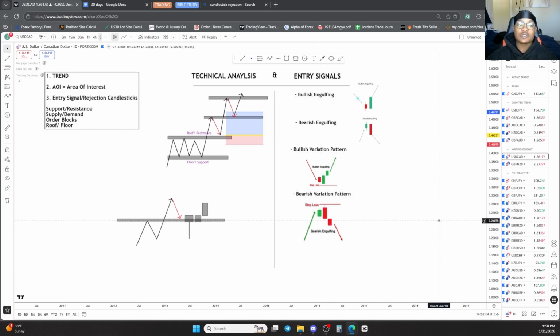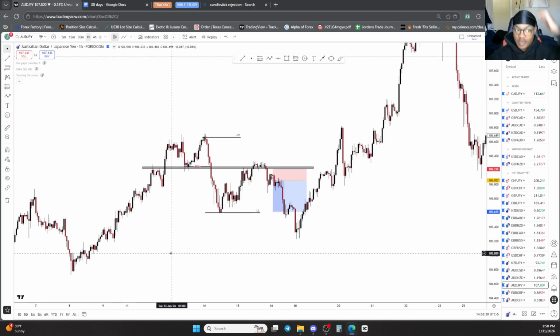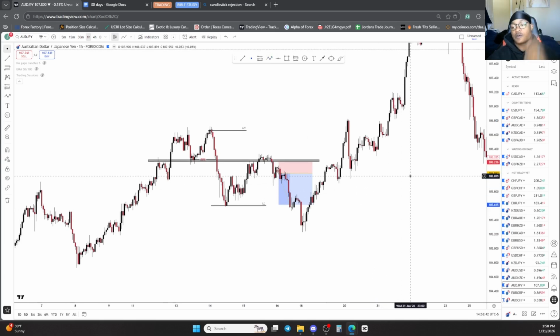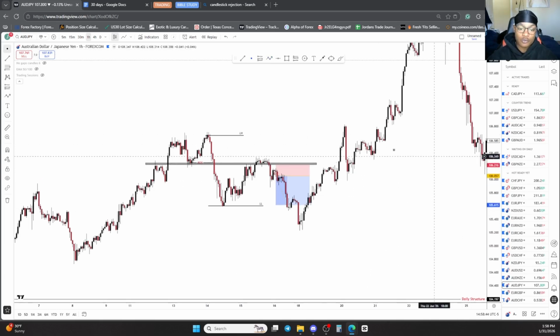So now I'm going to switch over and get into a previous trade I took and show you the simplest way of finding setups. Again, I'm going to find my trend, find my area of interest, and then wait for my entry signal. So give me a second. So we have this previous trade, AUDJPY. We can see clear as day we got in for sales, right? So let's walk through this setup.